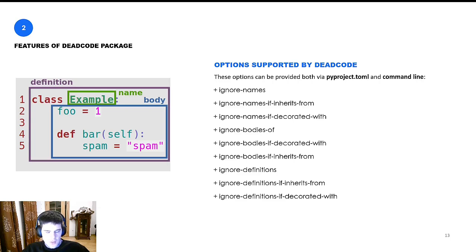So Deadcode provides options to ignore each of these elements. You can ignore definition, name, or body based on class name, inheritance, or decorators used, and that applies for other expressions as well.